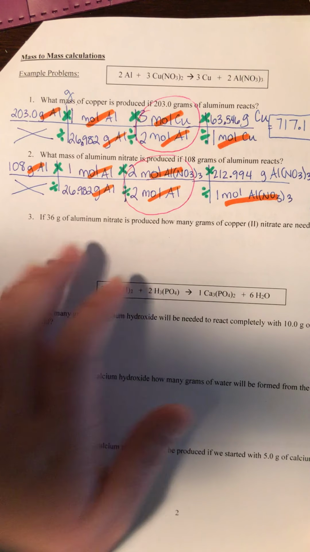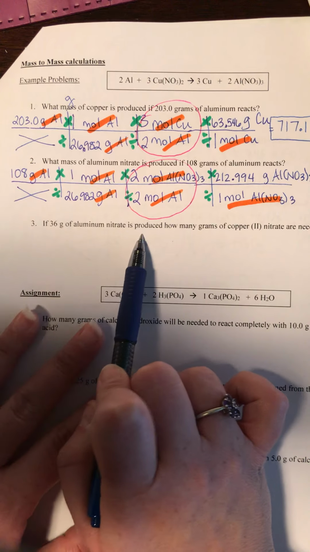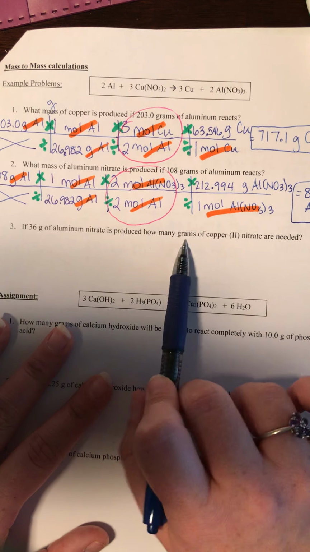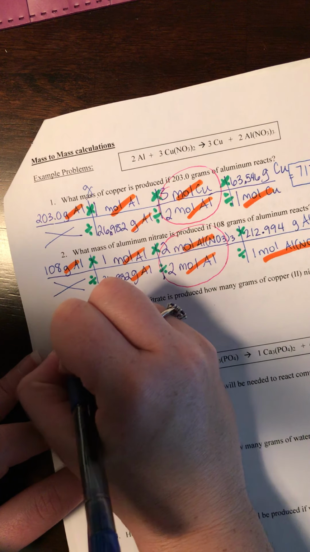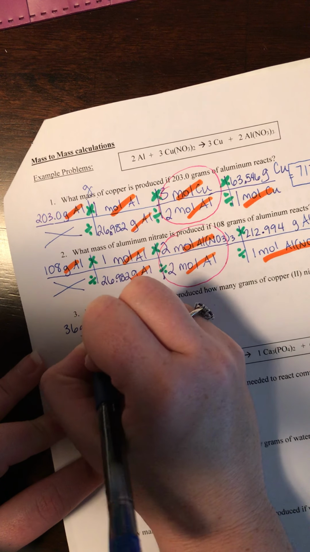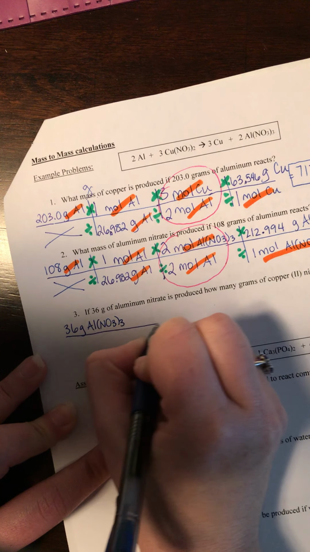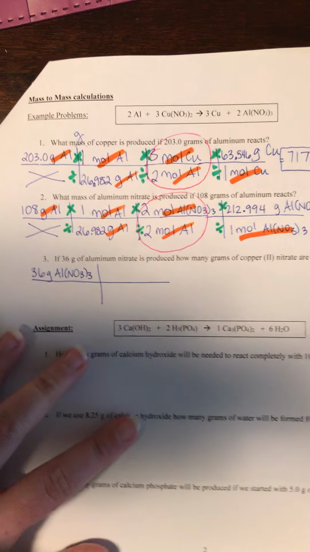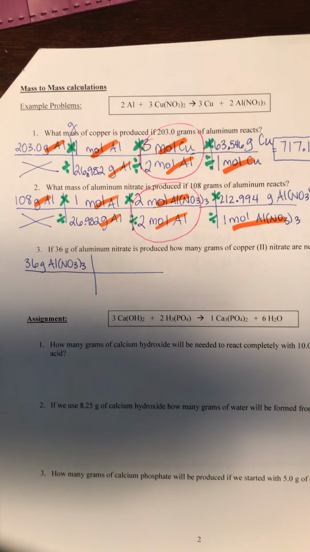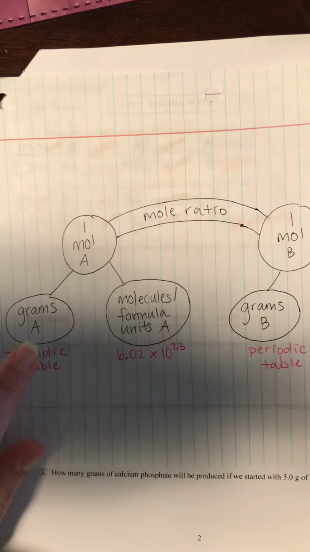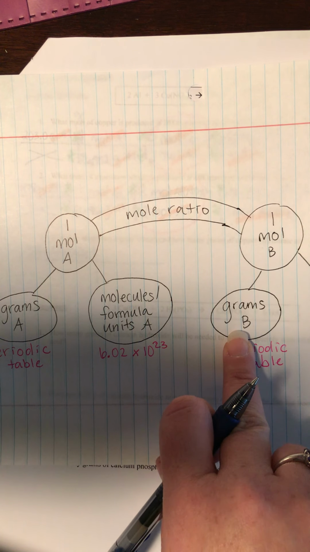Okay, last example. If 36 grams of aluminum nitrate is produced, how many grams of copper 2 nitrate are needed? Okay, so we're going to start this time with 36 grams AlNO3. Remember, you don't want to write big, okay? These take up a lot of space. So just like before, let's look at our little map. We're starting with grams of aluminum nitrate, and we're trying to get to grams of copper nitrate.